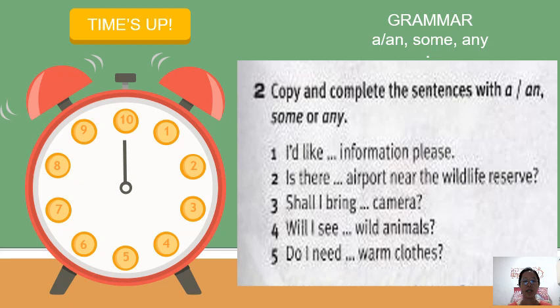Okay, now let's try this exercise. Copy and complete the sentences with a, some or any. Okay, so first we look here. Number 1, I would like information, please. Information, we cannot count, uncountable. So I would like some information, please.